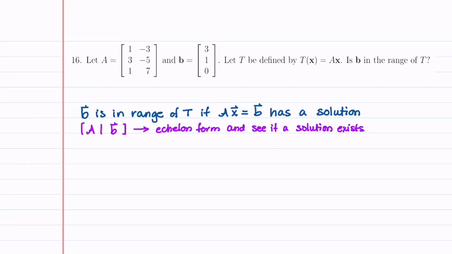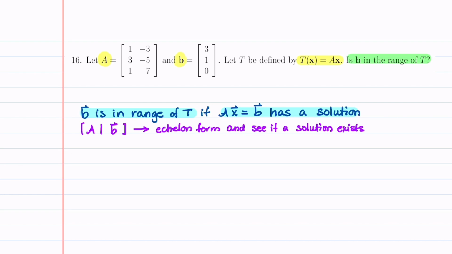In this question, we're given a matrix A and a vector B, and we're told that our transformation is defined by T of x is equal to A times x. What we're asked to determine is if B is in the range of T. I think the hardest part of this problem is trying to figure out what that really means. B is in the range of T if Ax is equal to B has a solution. So that's what we have to determine, if A times x is equal to B has a solution.